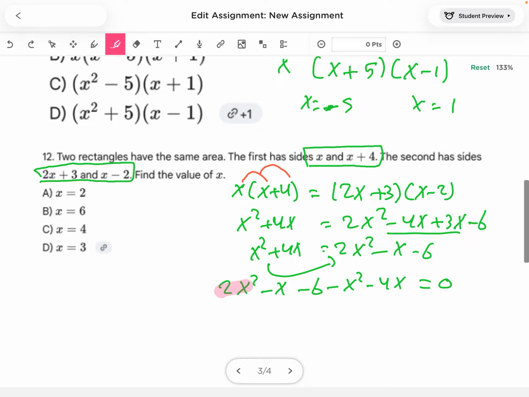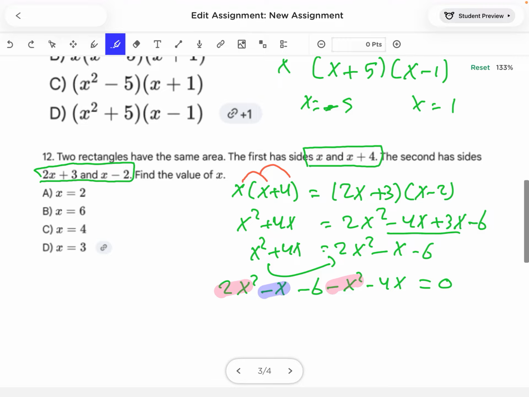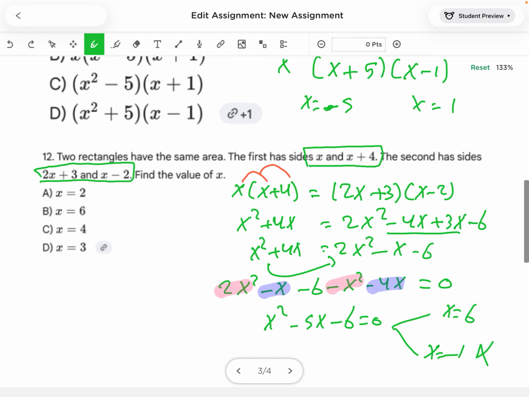And we check the like terms. These two are like terms. Minus x minus 4x are like terms. 2x squared minus x squared is x squared. Minus 2 minus 4 is minus 5x minus 6 equal to 0. Calculator mode 5, 3, you will get x equals 6, x equal negative 1. Negative 1 we said is rejected, since we are talking about side length. So the answer is 6.